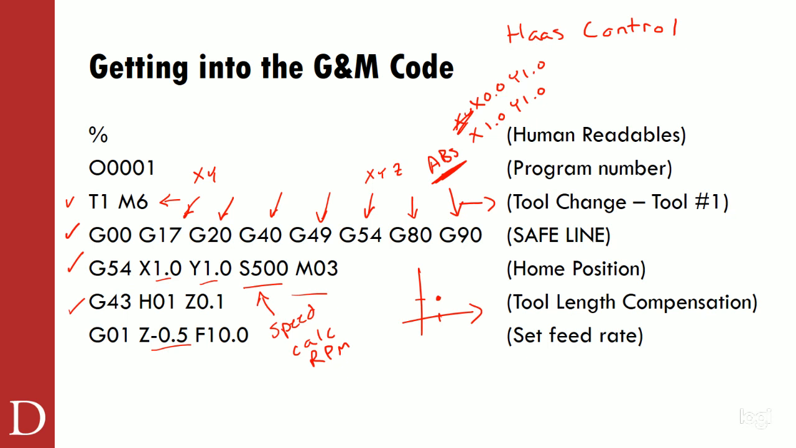And then once we do that, we are going to take Z 0.1. So we're now hovering at this point on the XY coordinate system, 0.1 above the workpiece. At that point, we're going to do G01, which is a linear interpolation.